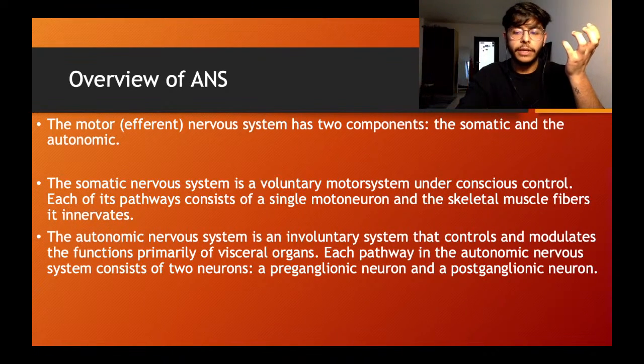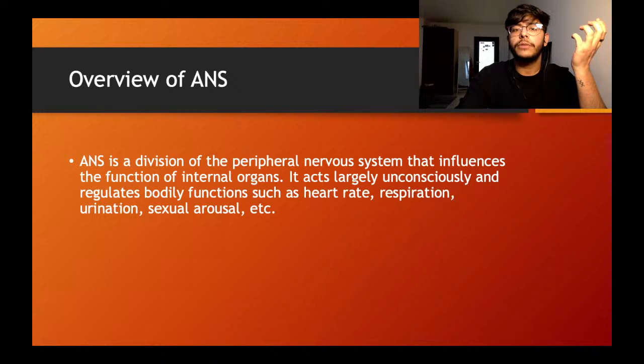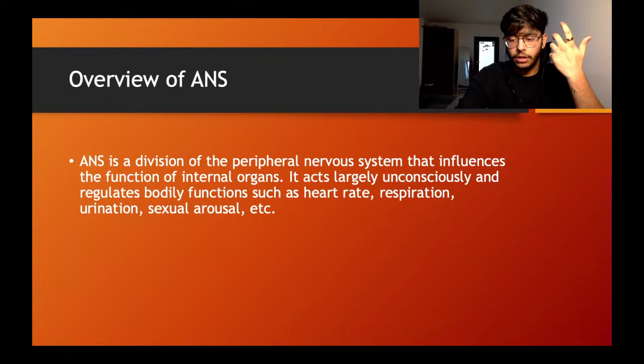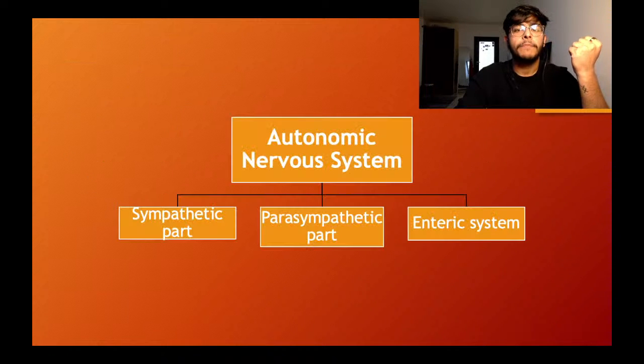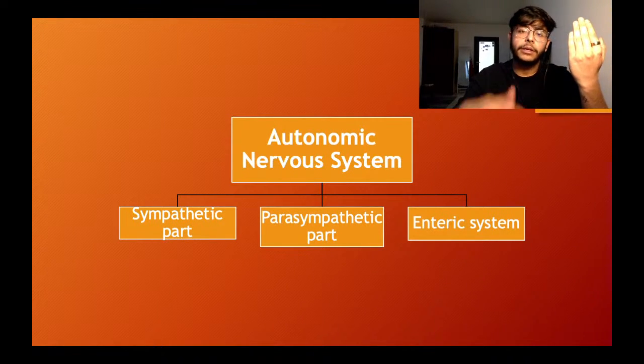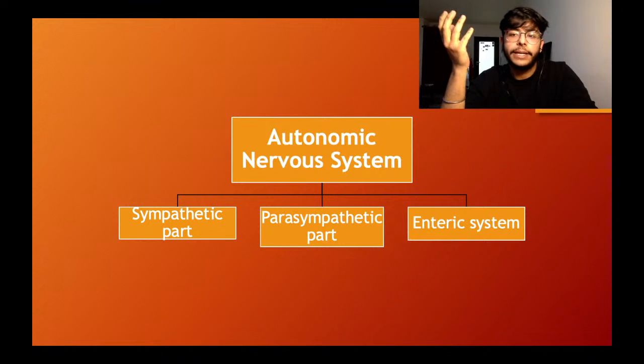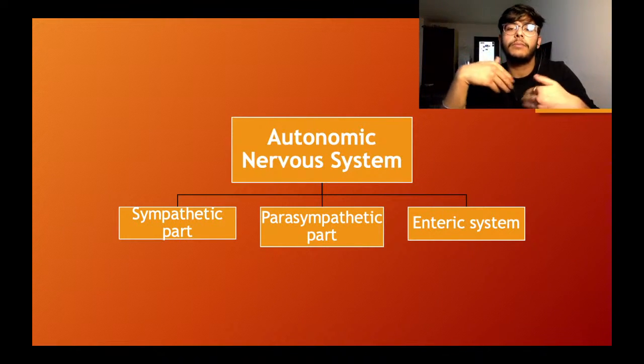So the autonomic nervous system largely regulates most of the bodily functions such as heart rate, urination reflexes, sexual arousal, respiration, even production of certain hormones, etc. The autonomic nervous system is divided into three major parts: sympathetic, parasympathetic, and a third which most people usually don't consider to be its own nervous system, but it essentially is, which is the enteric system, which is for the GIT tract.